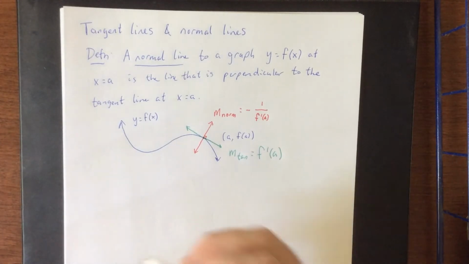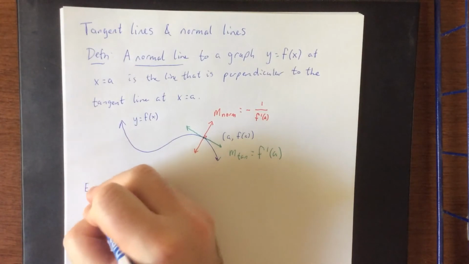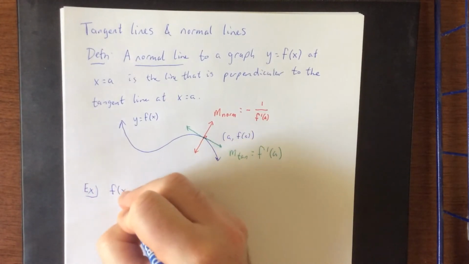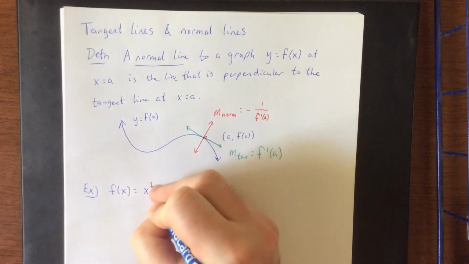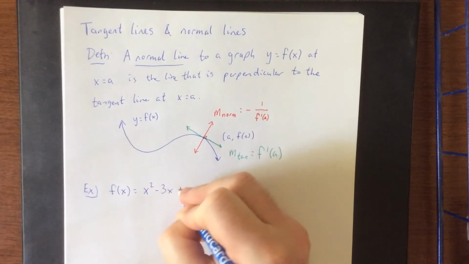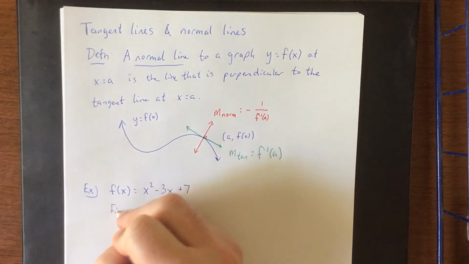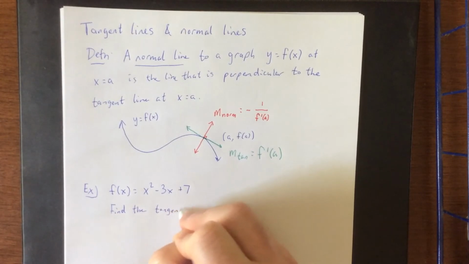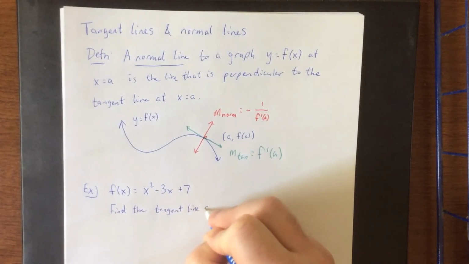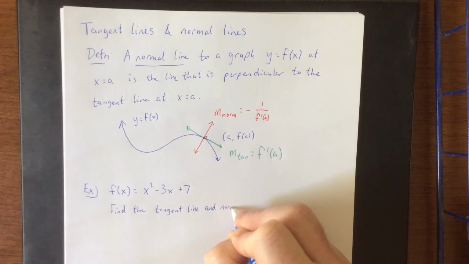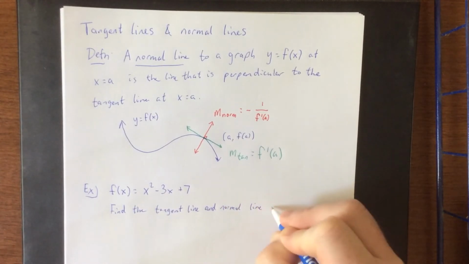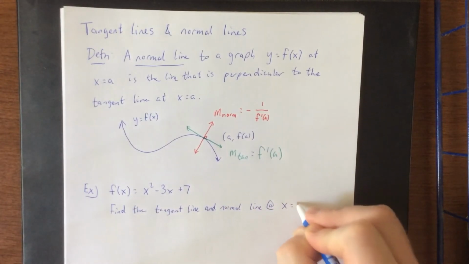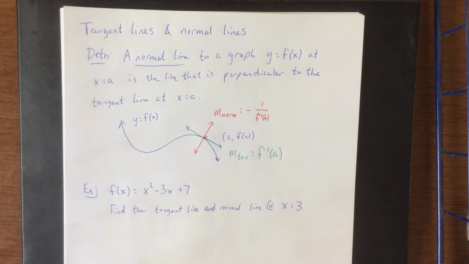So to give you an idea of what something like this could look like, let's consider f of x is equal to something relatively straightforward, like x squared minus 3x plus 7. Let's find the normal and the tangent line. So we'll find the tangent line and the normal line at x equals 3.